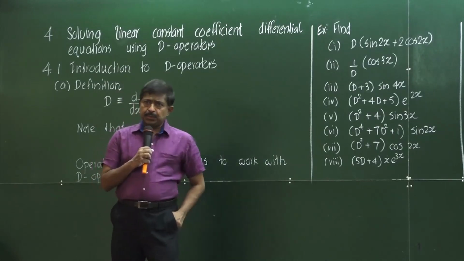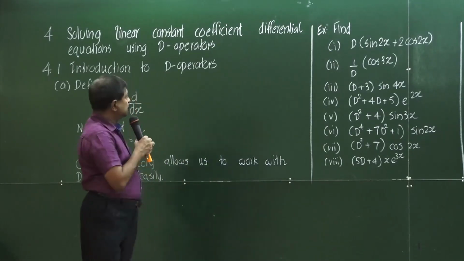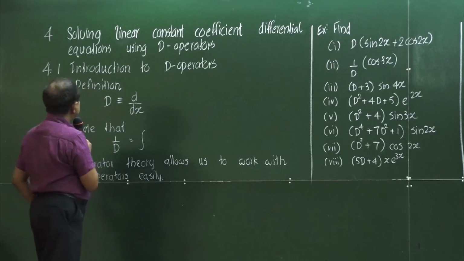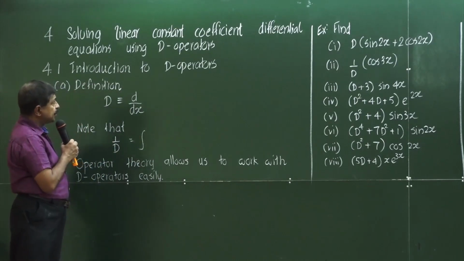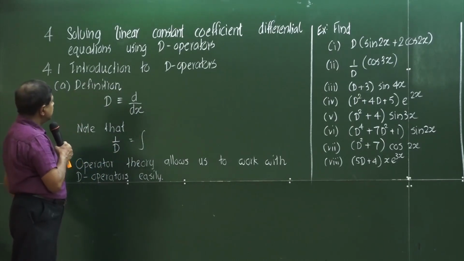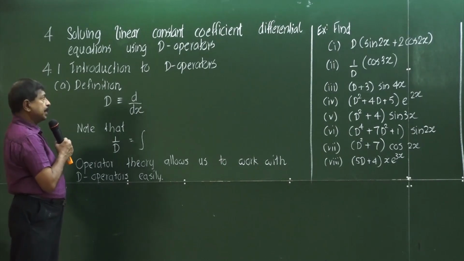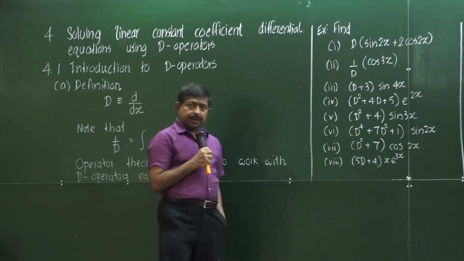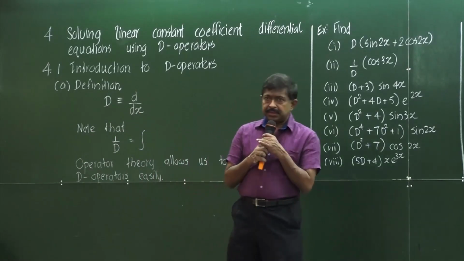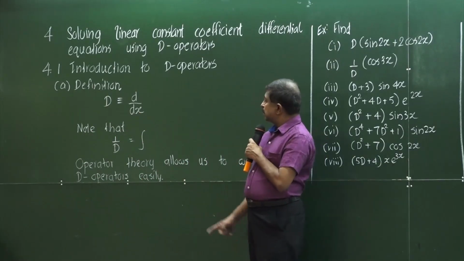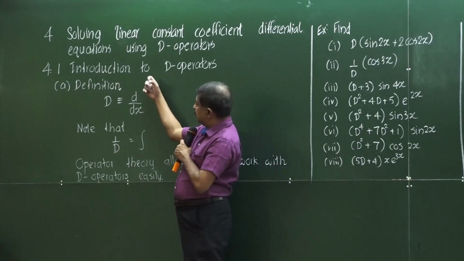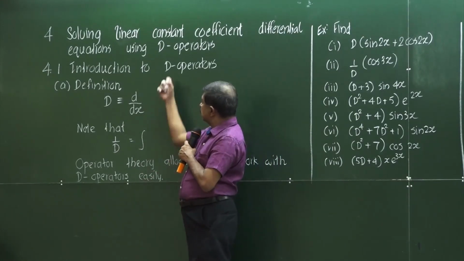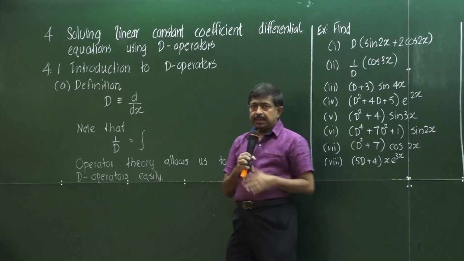Now let's turn around and see what the fourth chapter is. This is solving linear constant coefficient differential equations using D operators, the type of differential equations we looked at when we were in section 3. So the D operator, first in section 4.1, we pay our attention to the D operators.